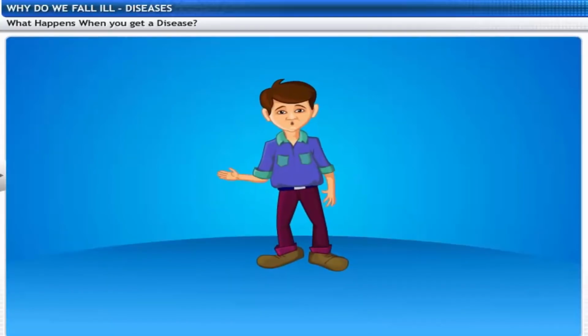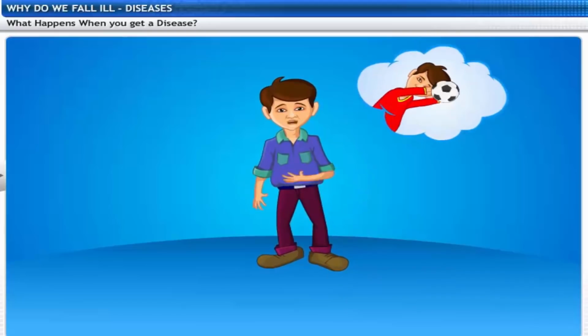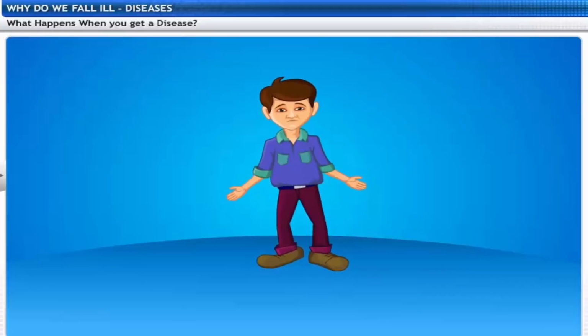Okay, now I understand. But how do I know which disease is the cause of my fever? If I don't know, it will be difficult to treat it. Moreover, I have to get fit to participate in the final match. The team needs me.